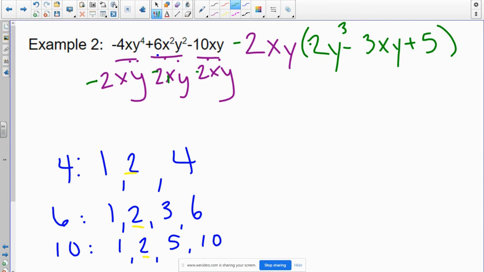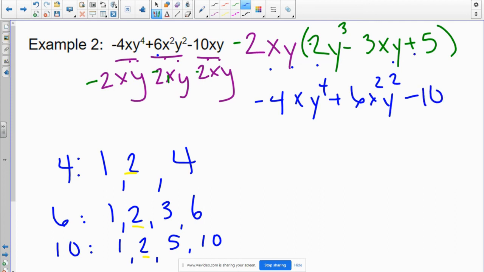Again, quickly check, just to double check your work. -2 times 2 is -4. X times nothing is x. Y times y to the 3rd is y to the 4th. -2 times -3 is +6. X times x is x squared. Y times y is y squared. And the last term, -2 times 5 is -10. And then we're not multiplying any other variables, so we're just going to write the xy. Quickly, Julian said it. We did it perfectly. It has the exact same.